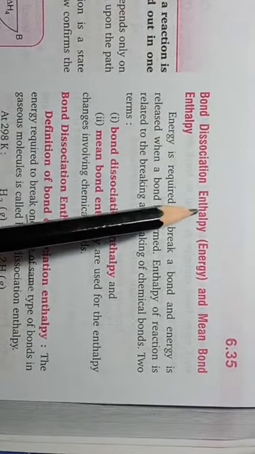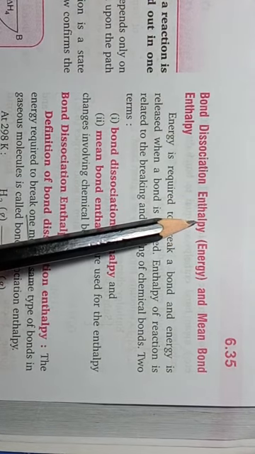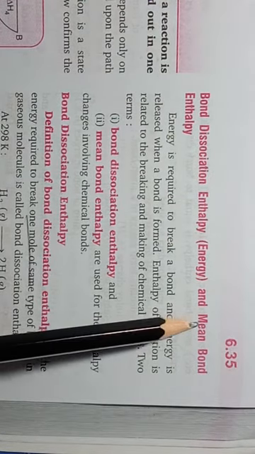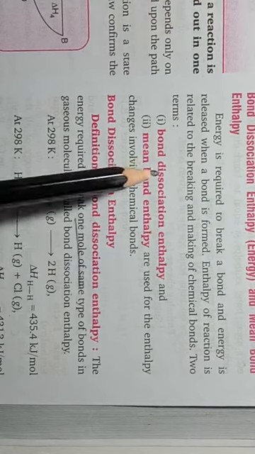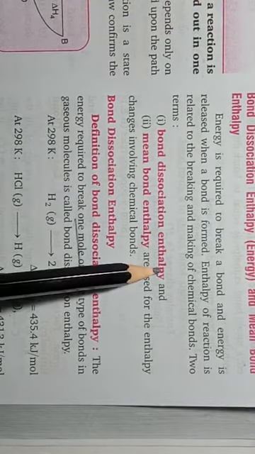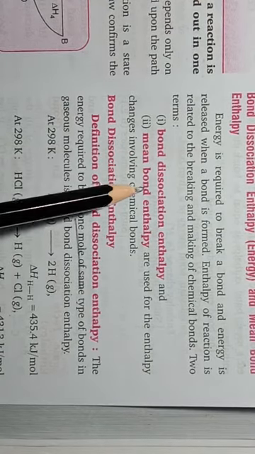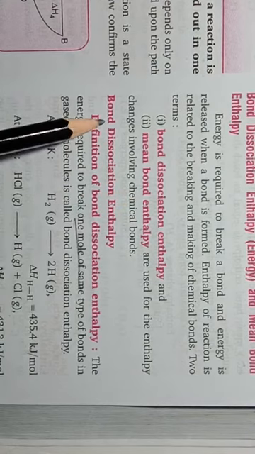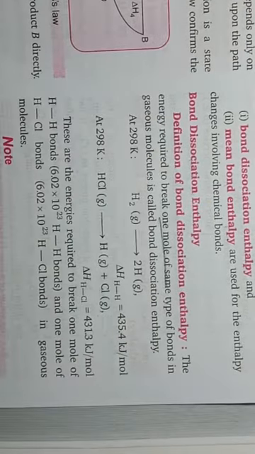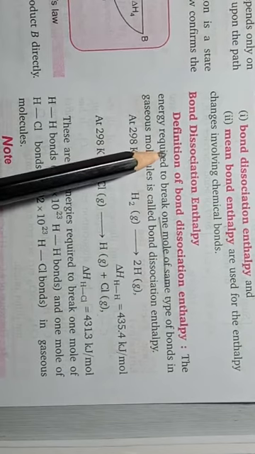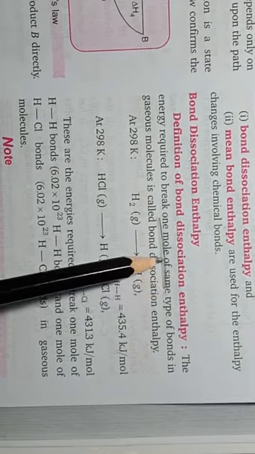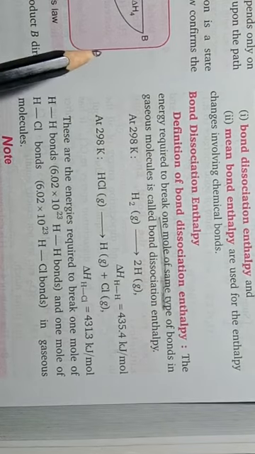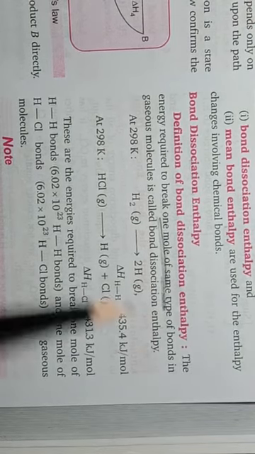Bond energy or bond dissociation enthalpy, mean bond enthalpy. So for the bond energy we use two terms, bond dissociation enthalpy and mean bond enthalpy. So bond dissociation enthalpy, first heading. According to the definition, it is the energy required to break 1 mole of same type of bonds.